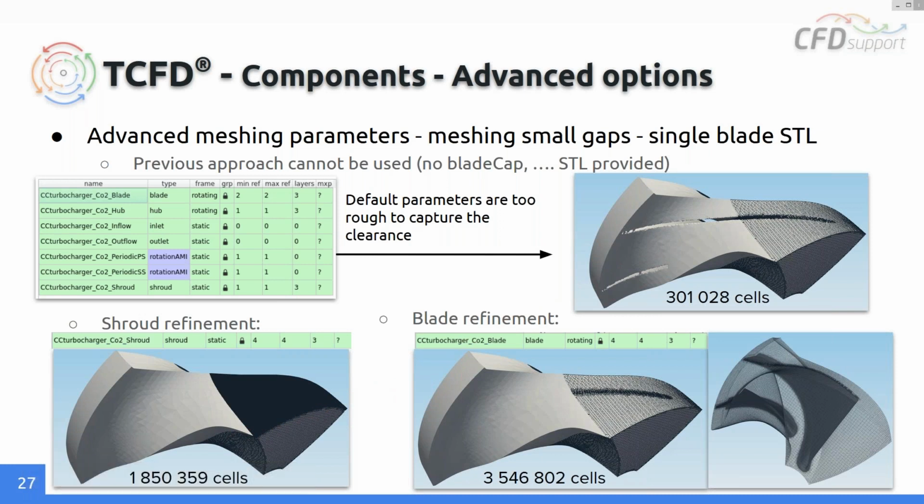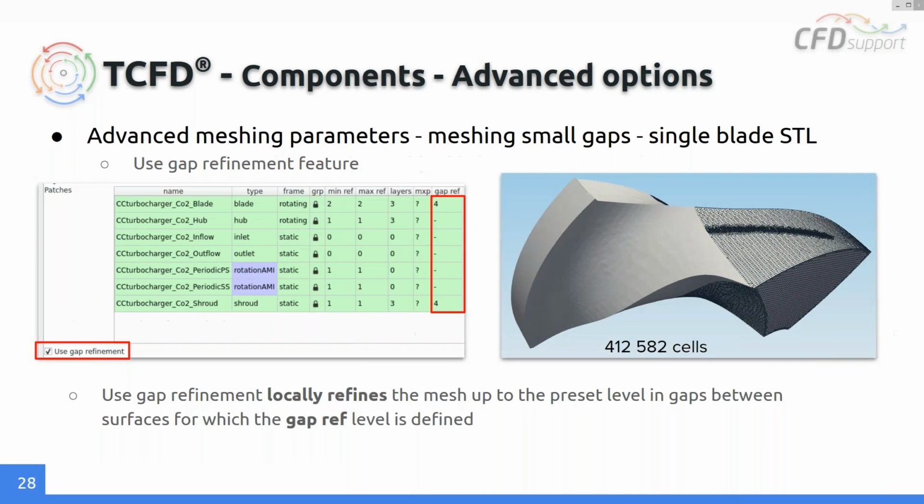Similarly, we can refine the blade. We have only one STL for the blade, so we can refine the whole blade, similarly setting it to 4. Okay, but we have 3.5 million cells just to capture the gap between blade and shroud, which is also not good. So we have implemented a feature which can save the situation even if you have only one blade geometry.